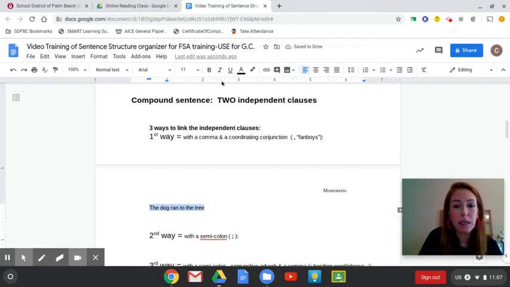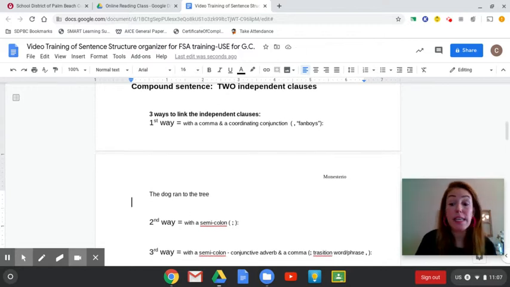I'm going to make my font a little bigger here for you to see. The dog ran to the tree. Okay, we already said that makes sense by itself. That's an independent clause. But remember, we have to put two independent clauses. So let's think of another independent clause that makes sense. It's a complete thought that we can put in this sentence to elaborate. Like the dog ran to the tree. What else did he do? The dog ran to the tree, making a complete thought.